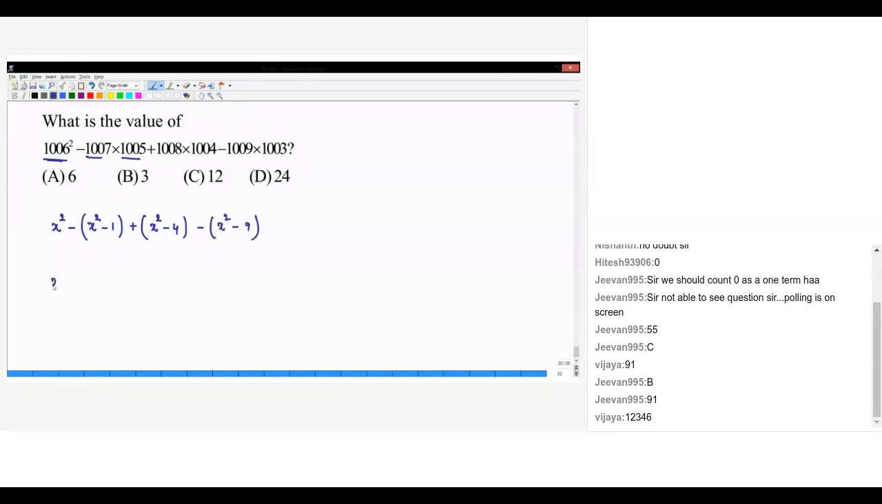Therefore, x square minus x square plus 1, x square minus 4 minus x square plus 9. Cancel, cancel, cancel, cancel. 10 minus 4, 6.